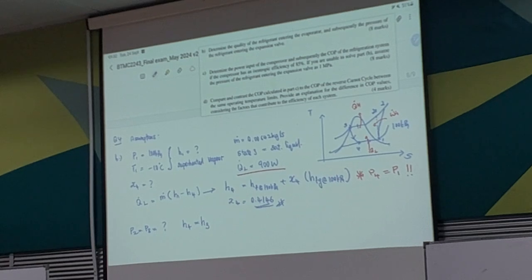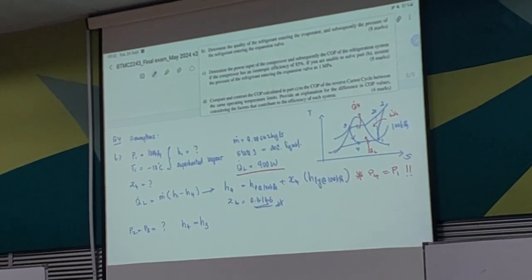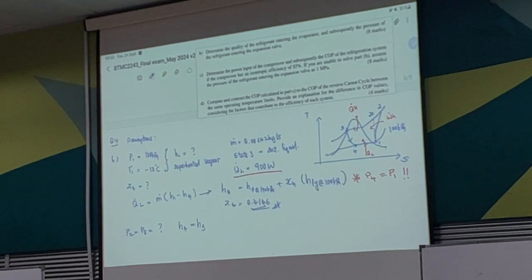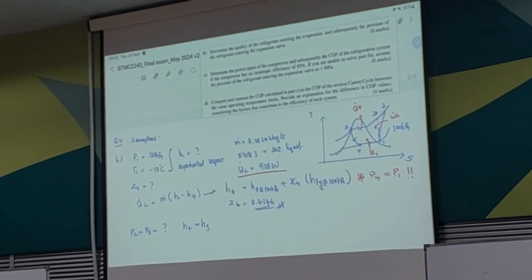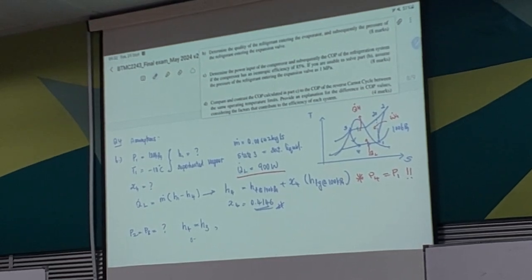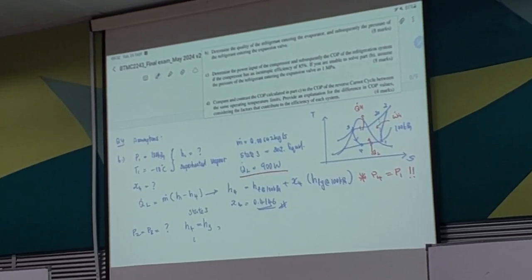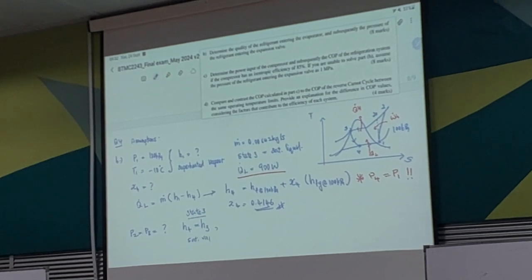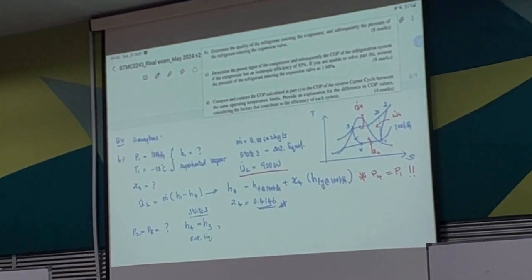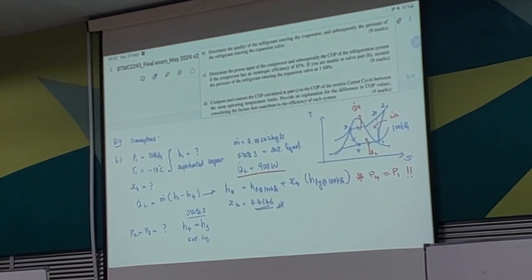This one. This is a rule that will not change whether you are dealing with ideal or actual, for our analysis at least. Of course, you know that in actual it will change a bit. But for analysis, H3 is always equal to H4. And we know that H3 is saturated. So let's say we put state 3 here, easier. And we know that this is saturated liquid, based on the question. It says that this is saturated liquid.